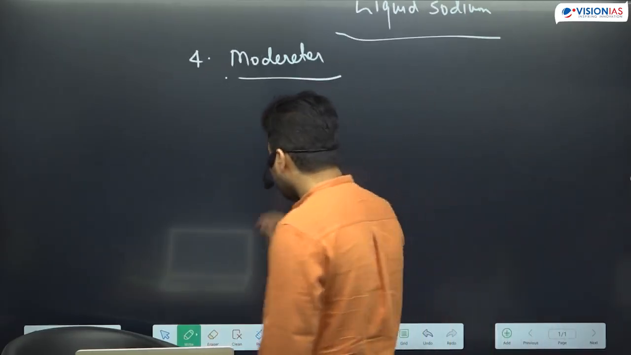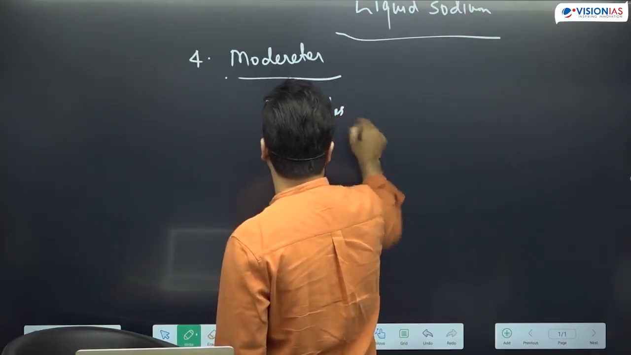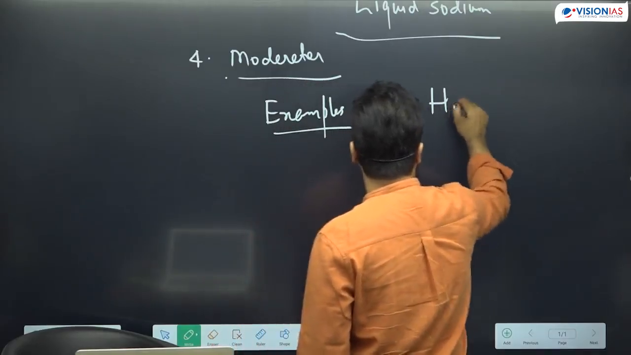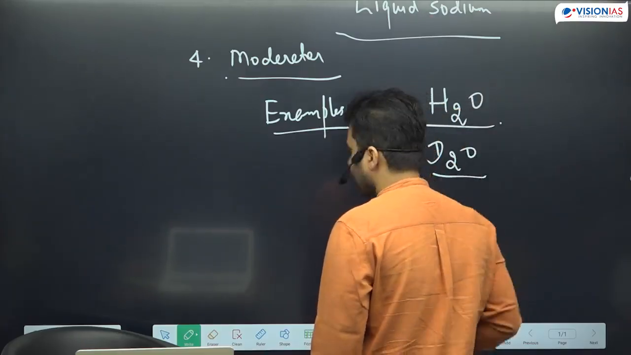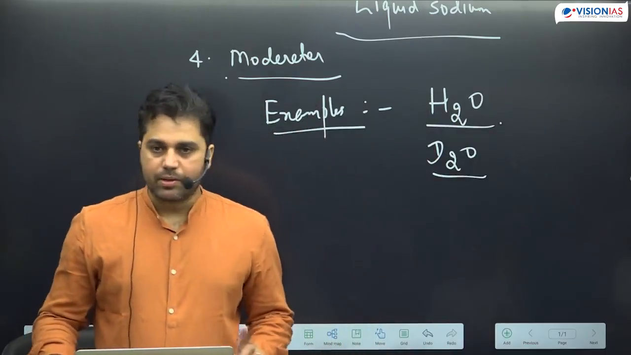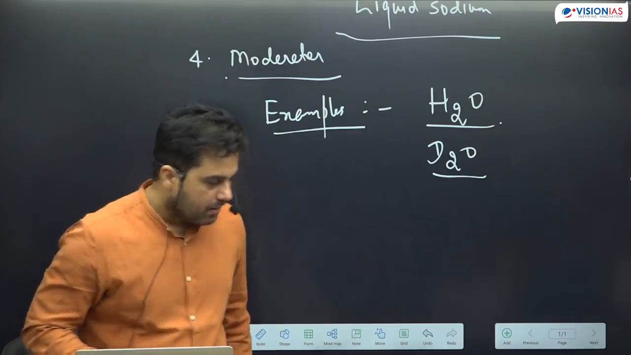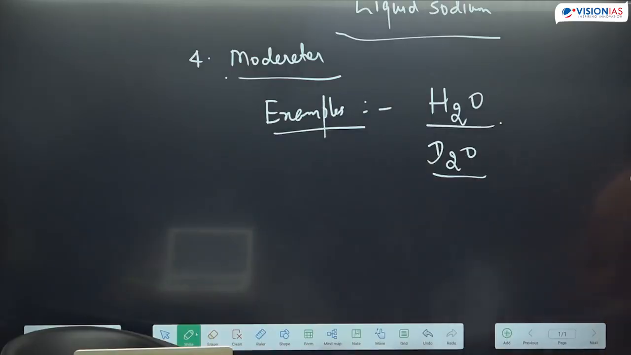And the best type of moderators, by the way, if I have to write down examples, again same, H2O and D2O. Not liquid sodium. Liquid sodium is not a moderator. But these two things, water and heavy water, they both are very good moderators also. They slow down the speed of neutrons.